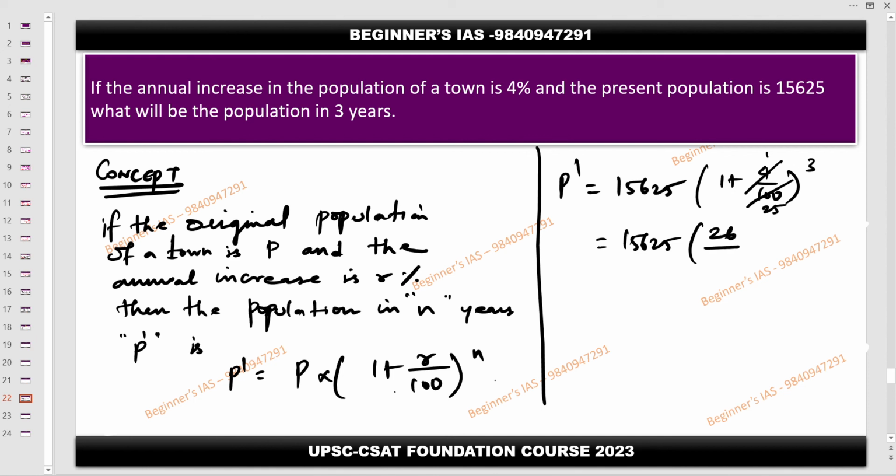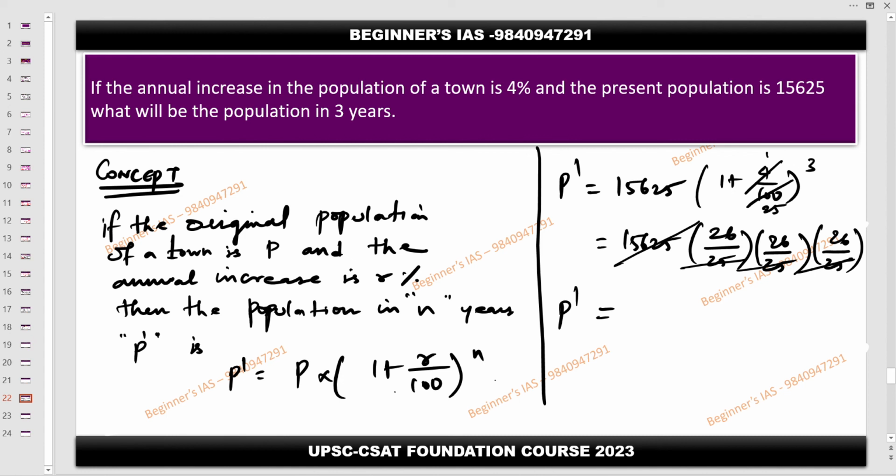Then 26 by 25. So you have used this one. Then you have to cancel 125 or 25 or 625. Actually 25 cubed is 15625, sir. The whole denominator and that one will cancel. Fine. 25 the whole cube, right? 26 the whole cube. Yes, sir.